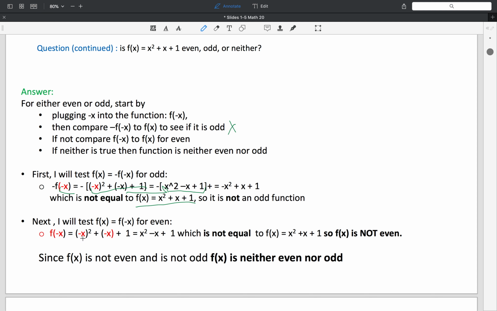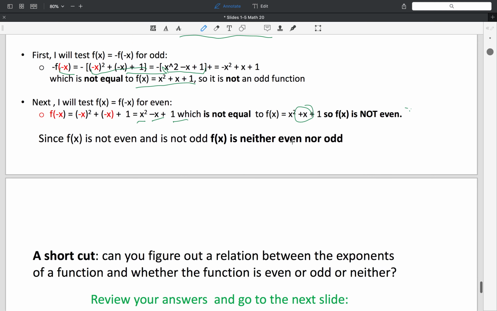Plug in minus x into x squared minus x plus 1. I get x squared plus minus x, which is minus x, plus 1. Again, that's not equal to this, so it's not even. So that's not going to happen. Therefore, since neither is true, the function is neither odd nor even. Okay, and that's about it. So those are three examples.